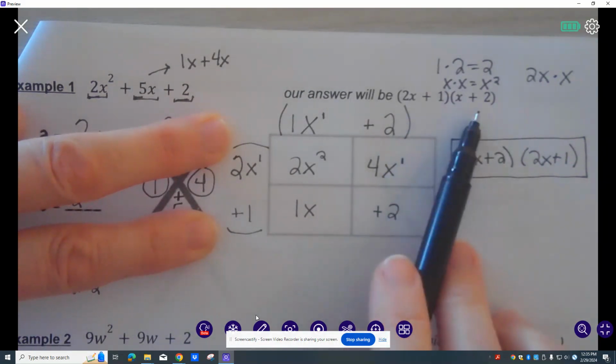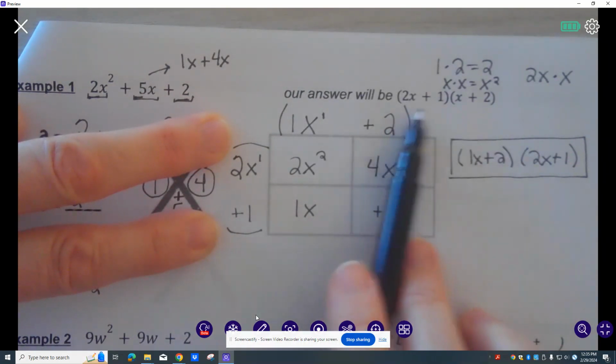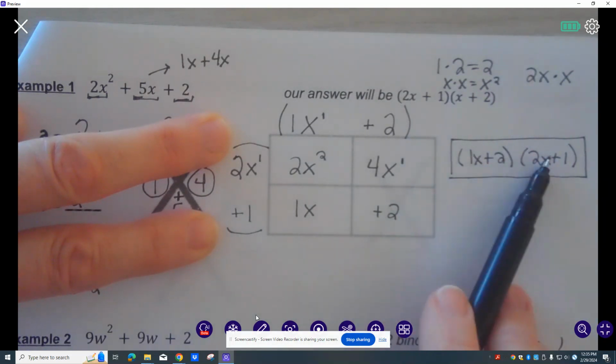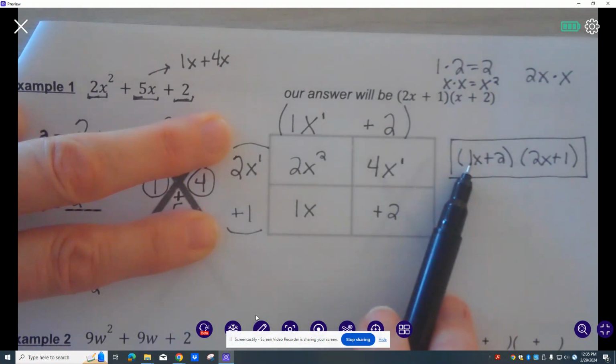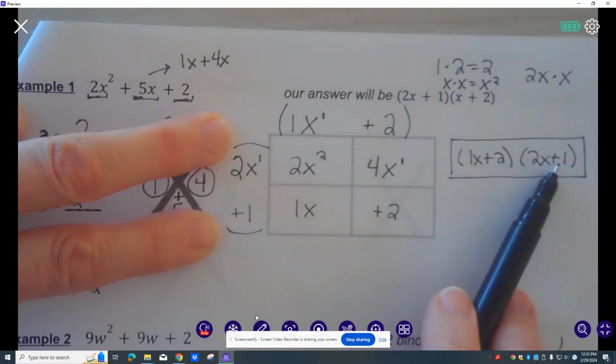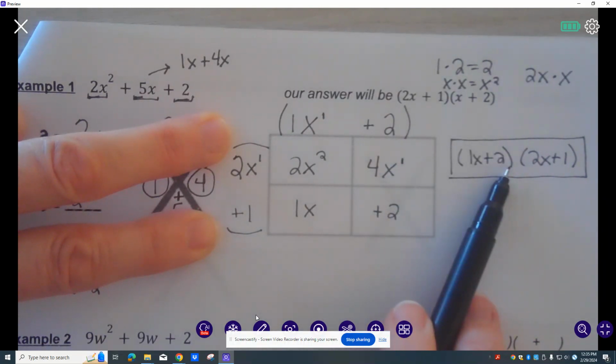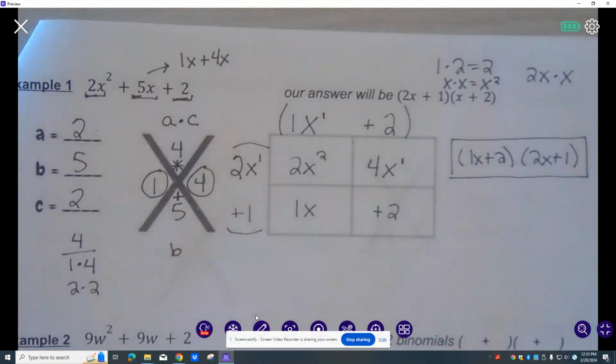You'll notice up here I gave you the answer before we started, just so you could kind of see where we were headed. You'll also notice I wrote them in a different order. I put the x plus 2 first, and the 2x plus 1 second, that doesn't matter. Both of these would be correct. When you're multiplying, order does not matter.